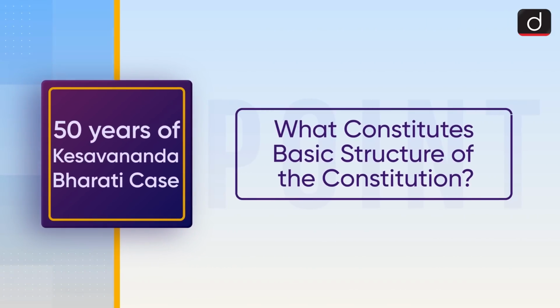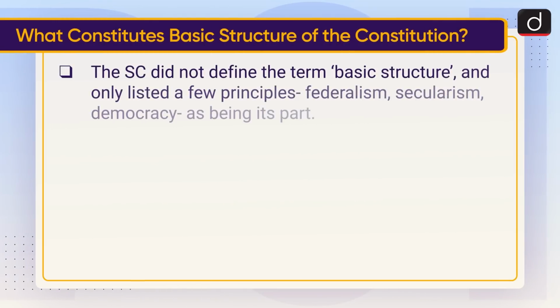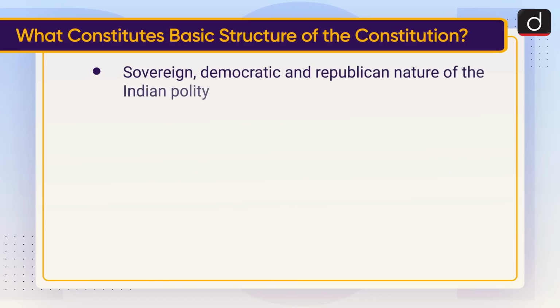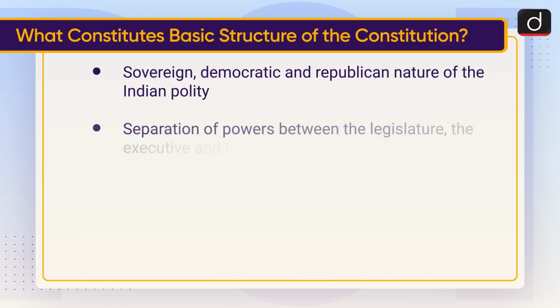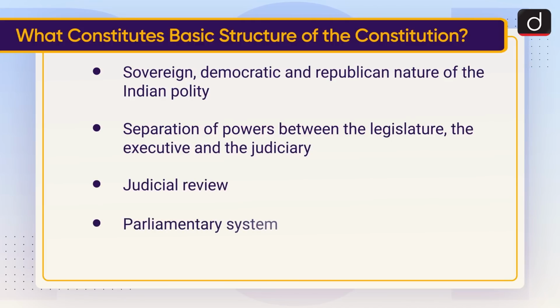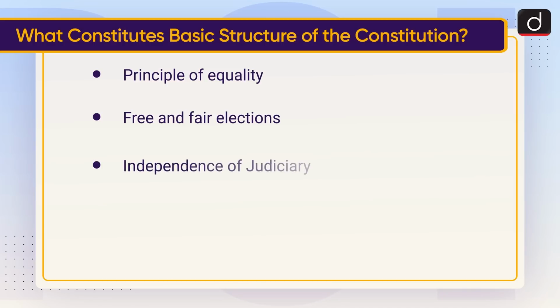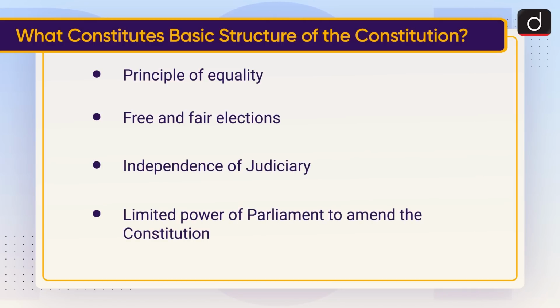Now let's understand what constitutes basic structure of the Constitution. The SC did not define the term basic structure and only listed a few principles, federalism, secularism, democracy, as being its part. From the various judgments, the following have emerged as some of the basic features of the Constitution: supremacy of the Constitution, sovereign democratic and republican nature of the Indian polity, separation of powers between the legislature, the executive and the judiciary, judicial review, parliamentary system, rule of law, principle of equality, free and fair elections, independence of judiciary and limited power of Parliament to amend the Constitution.